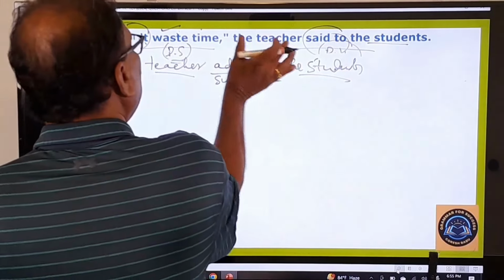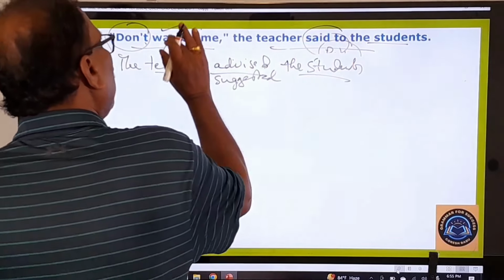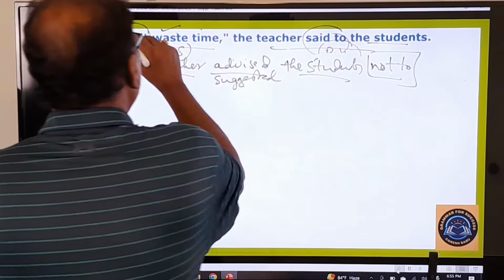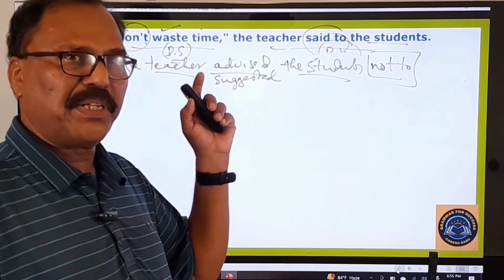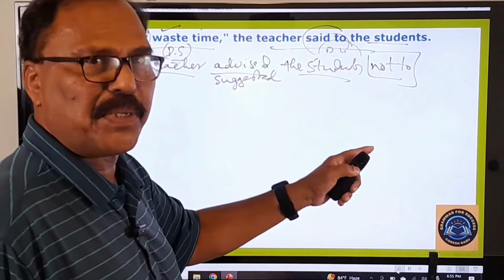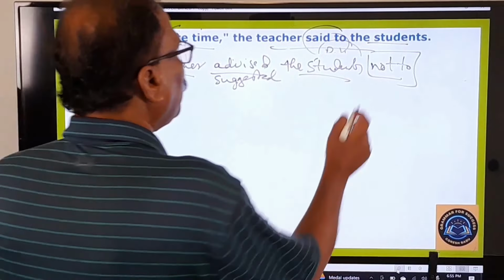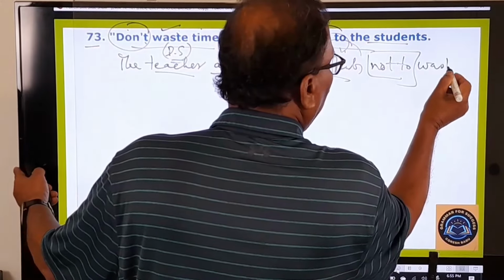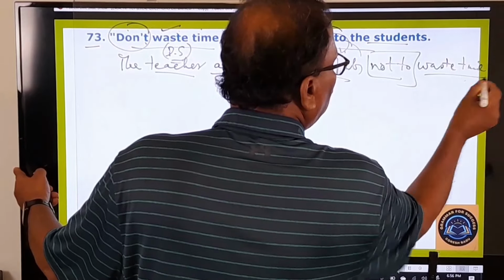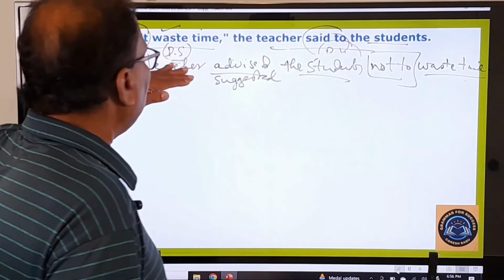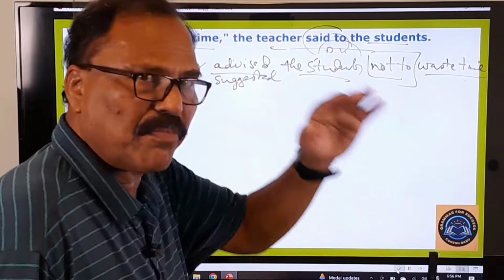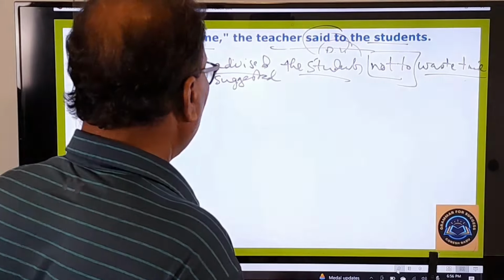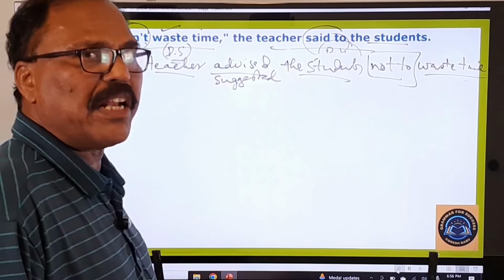And afterwards, what is the linking word between this reporting verb and the direct speech? Not to, because the sentence is beginning with don't. Whenever the imperative sentence begins with don't, you must use not to in the indirect speech. After not to, the remaining part of the sentence should be written here. What is the remaining part? Waste time. So here: the teacher advised the students not to waste time, one sentence. The teacher suggested the students not to waste time. Anything you can say. So let us look at the options and let us decide.